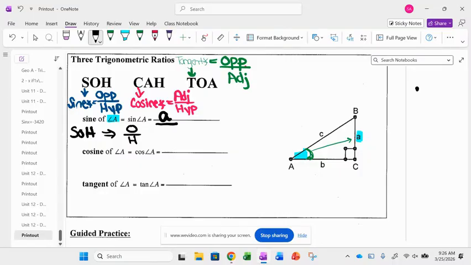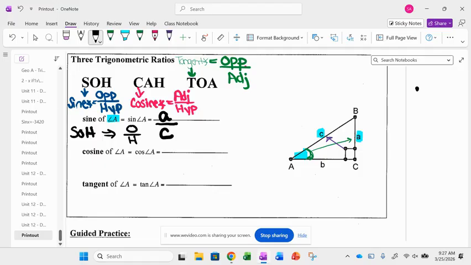How do we identify the hypotenuse? What is it always across from? The right angle. So what is represented by that hypotenuse? C, right? So this is going to be A over C. Now, when we're actually using problems, we'll use real numbers. Because H in SOH stands for the hypotenuse, and C is on the hypotenuse.